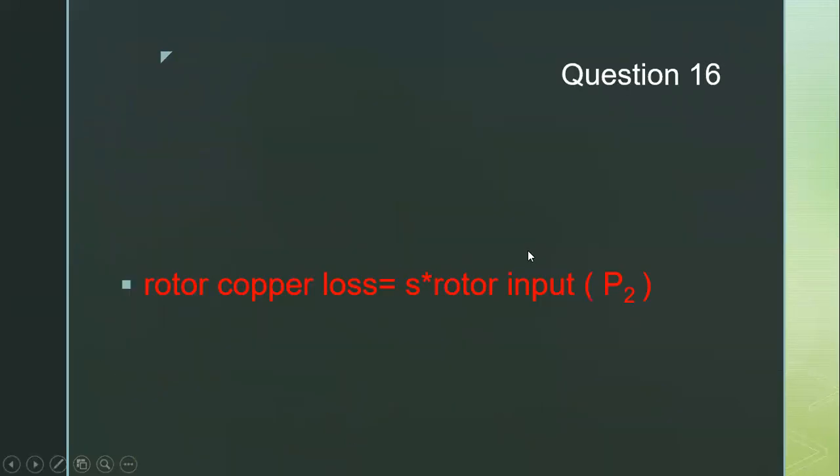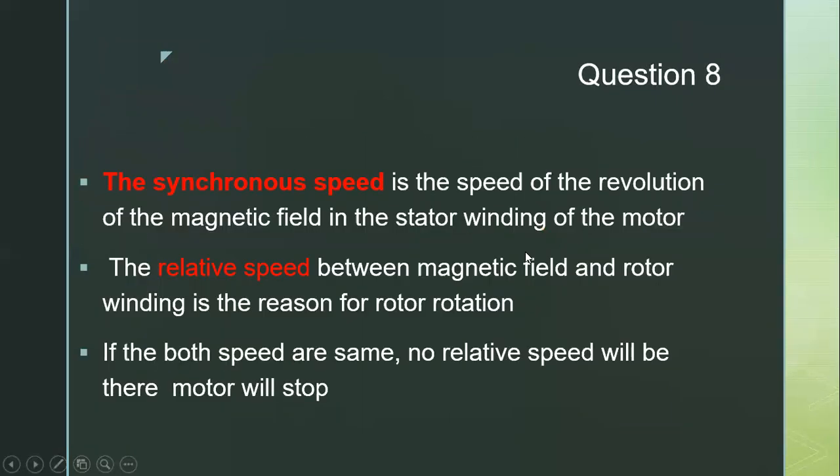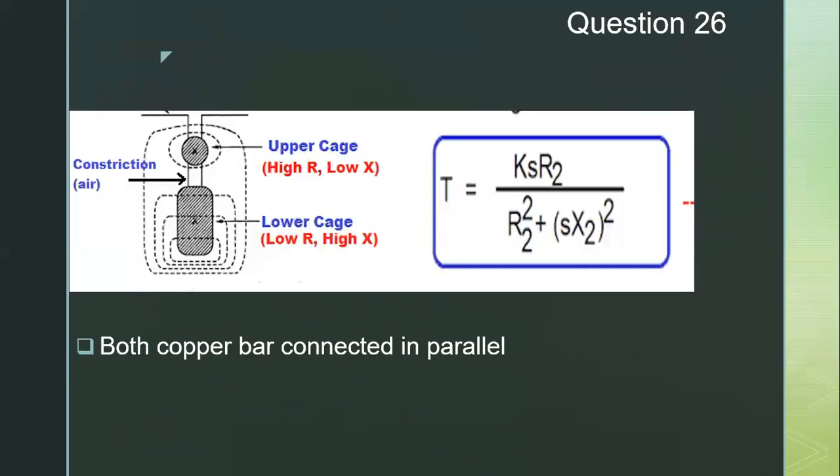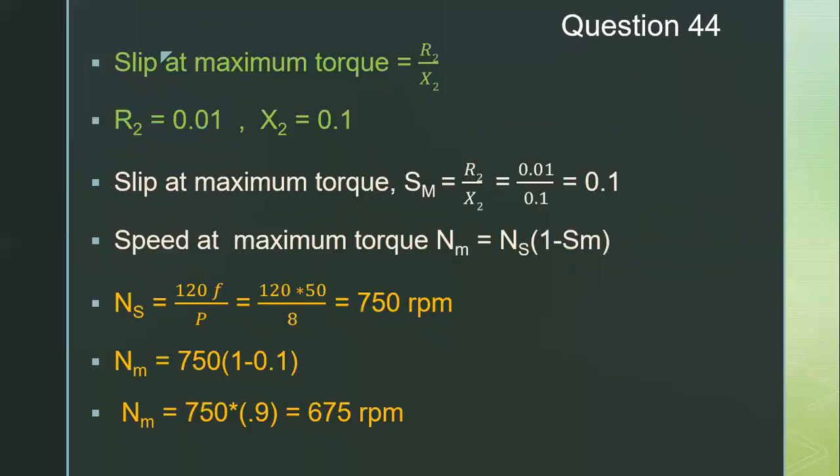We can easily understand this using the power flow diagram. This is the output, the gross mechanical power developed. That is (1 minus S) into P2. What is the input? The input of the rotor is equal to P2. So it is the output by input, which is the efficiency: (1 minus S) into P2 divided by P2. That will be the equation.